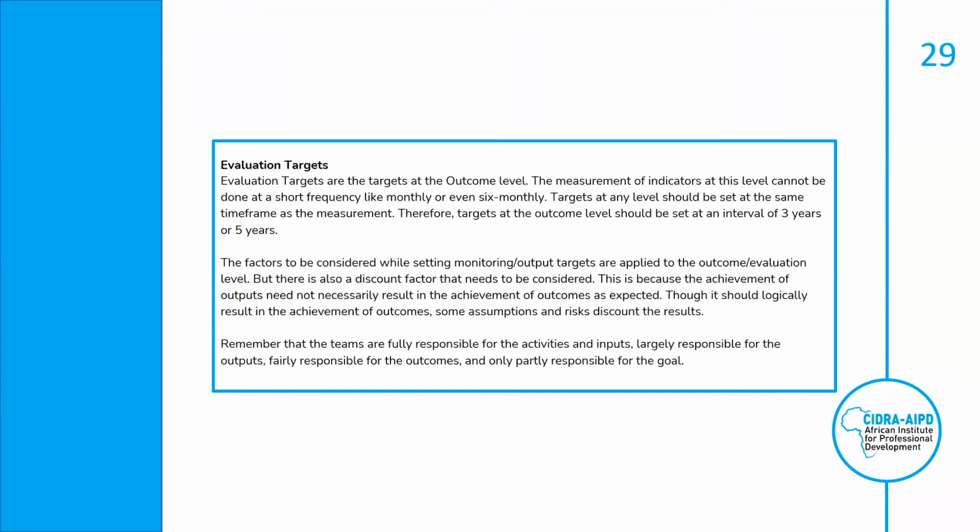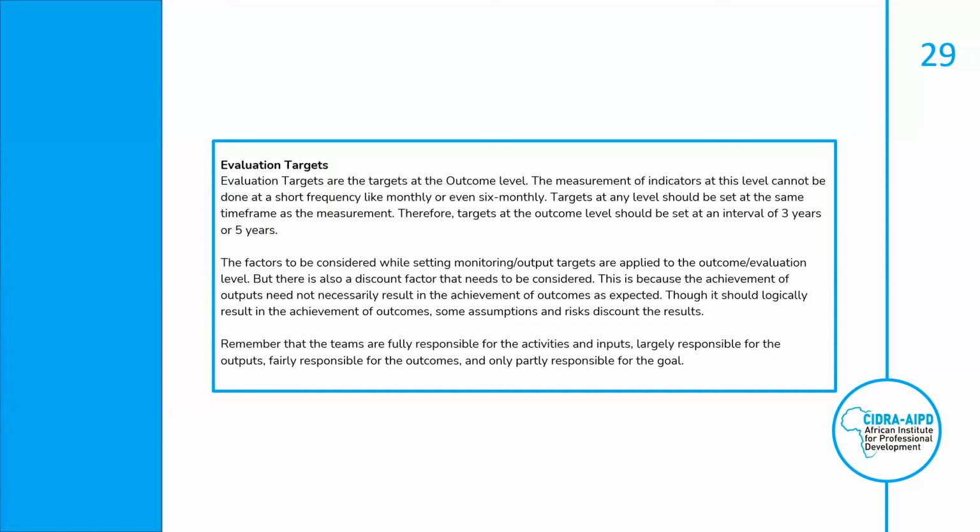Evaluation targets. Evaluation targets are the targets at the outcome level. The measurement of indicators at this level cannot be done in a short time frame, like monthly or even 6 months. Targets at any level should be set at the same time frame as the measurement. Therefore, targets at the outcome level should be set at an interval of 3 years or 5 years.